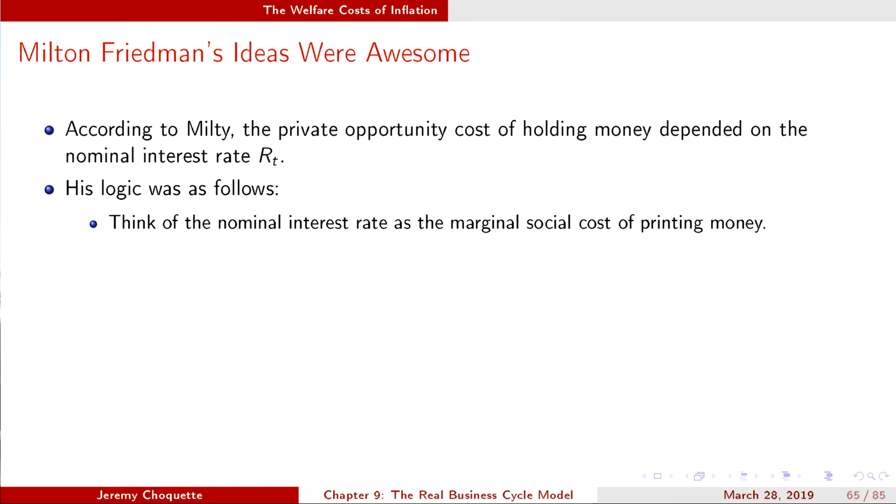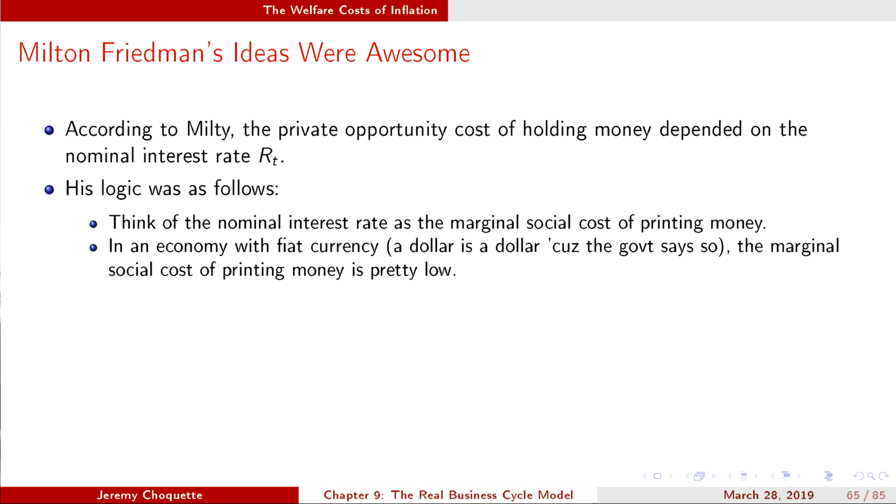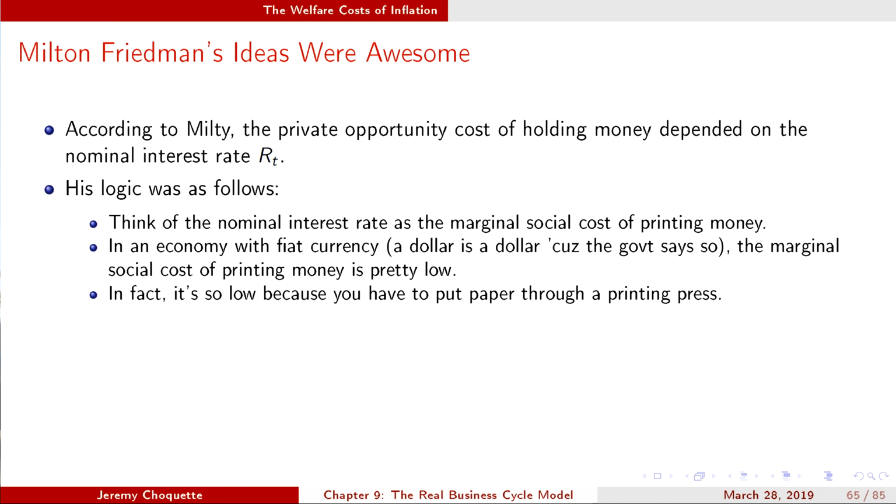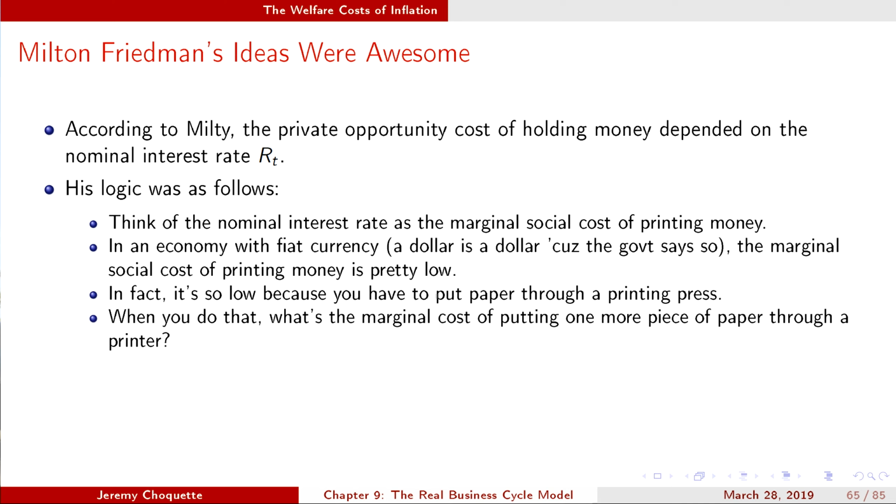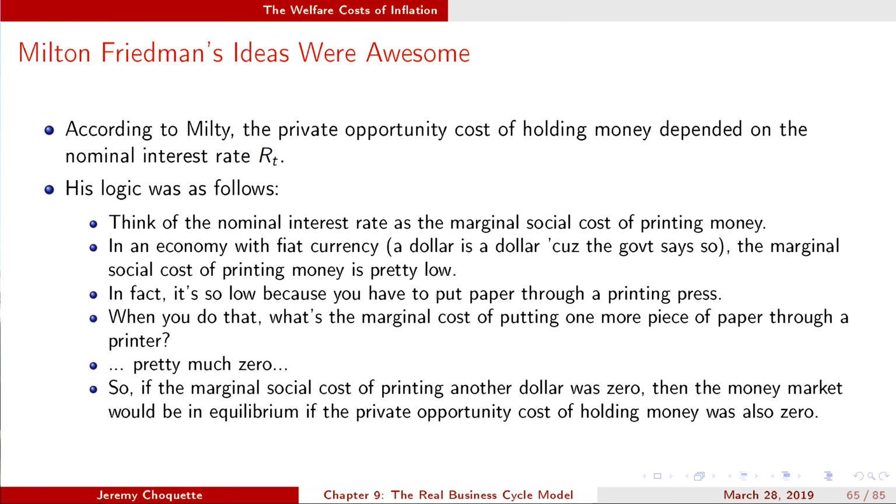Well, the marginal social cost of printing that with a fiat currency, where a dollar is a dollar because the government says a dollar is a dollar, instead of being backed by gold, silver, something like that, is actually pretty low. In fact, all you have to do is put paper through a printing press. And the marginal cost of putting one more piece of paper through the printer is pretty much zero.